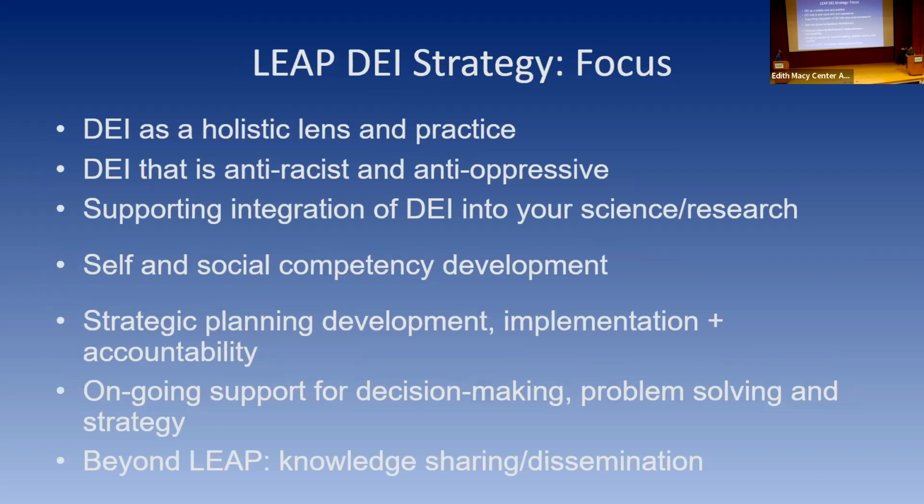So what are we focused on? We're focused on DEI as a holistic lens and practice. We're thinking about DEI that's anti-racist and anti-oppressive. I'll explain what I mean by that in just a moment. Supporting integration of DEI into your science and research. Developing yourself and social competency. How do you understand yourself as a person engaged in science, as a person engaged in social impact, as a person engaged in DEI work, as well as your understanding of how these issues manifest in society in ways that are just generally implicated in the things that we think about in terms of social inequalities, but also in ways that have implications for both climate adaptation and your work.